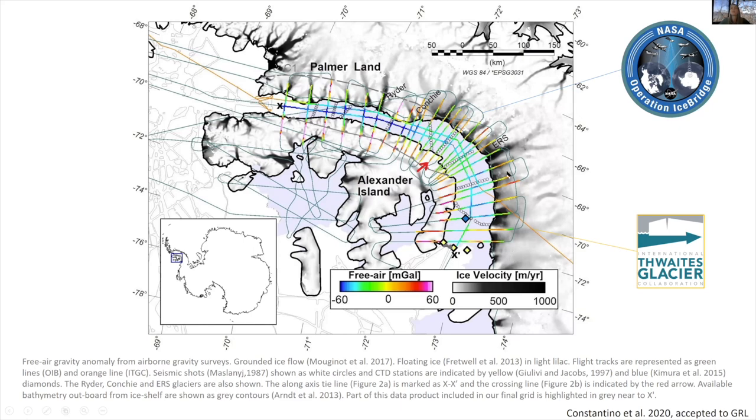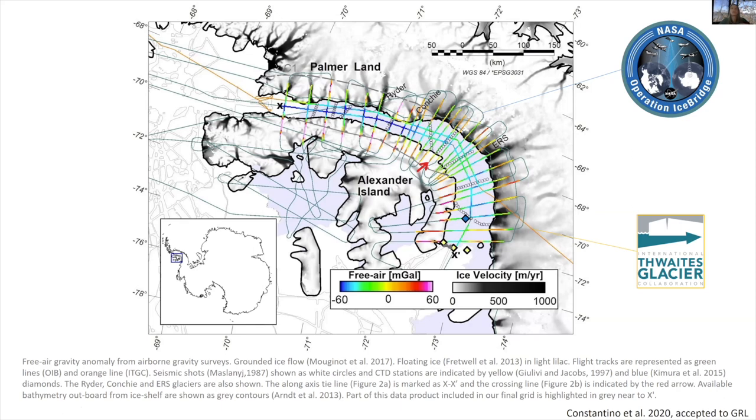Where the ice is grounded, I have ice velocity in grayscale here. And just for reference, I'm showing the Ryder, the Conchee, and the ERS glacier. So here's the location of George VI and also the data coverage. And how do we go from the free air to the bathymetry?